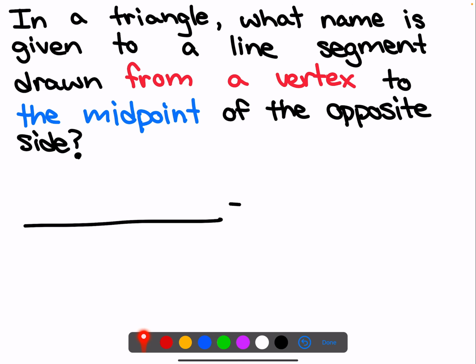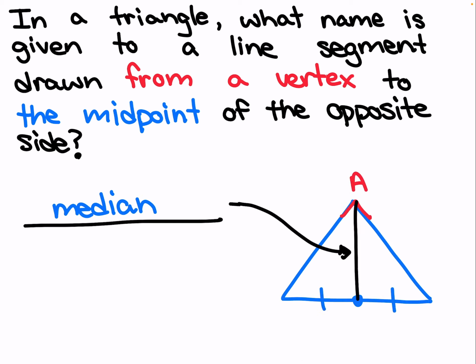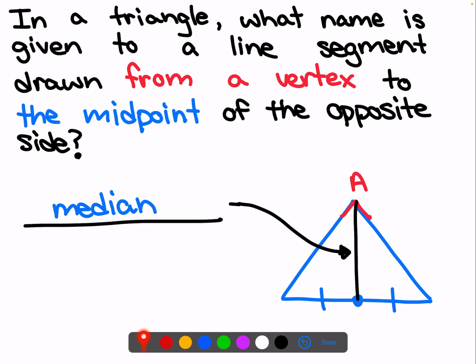In a triangle, what name is given to a line segment drawn from a vertex to the midpoint of the opposite side? Well, if it's going to the midpoint, by definition, that is a median. Medians will always go from a vertex to the midpoint on the opposite side, and we can see that's going to the midpoint because it's dividing the segment into two congruent segments. So that means that this point would be right in the middle.